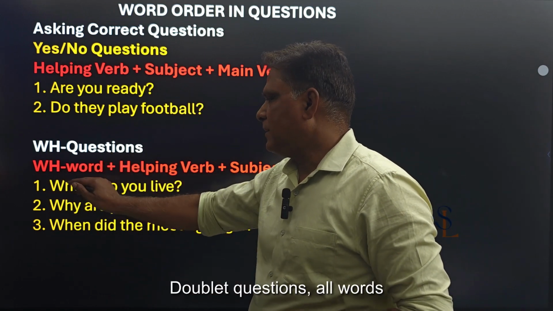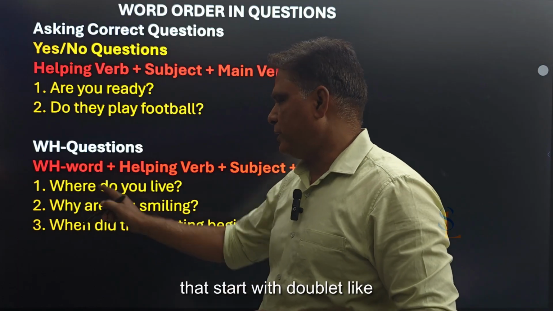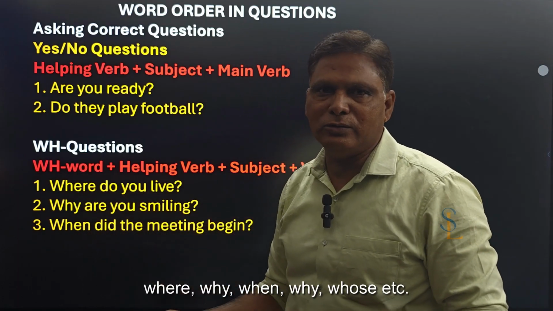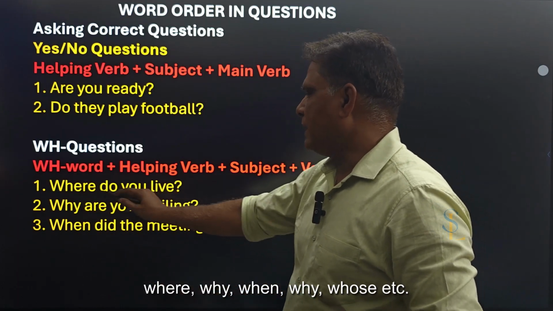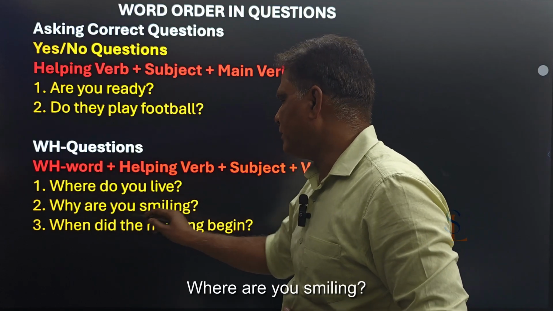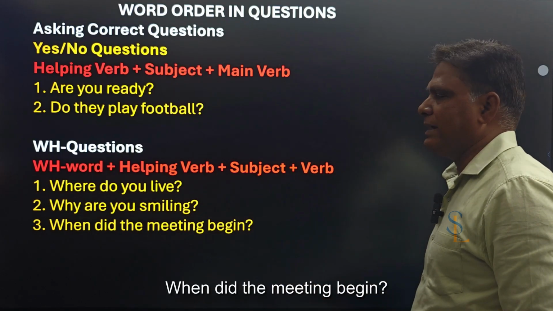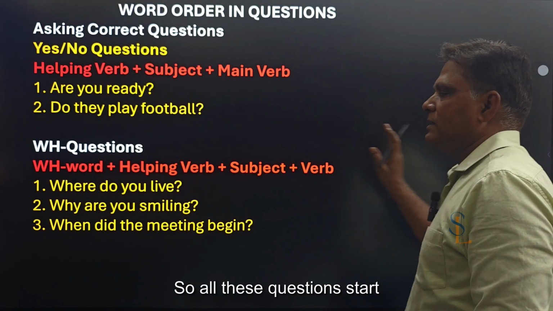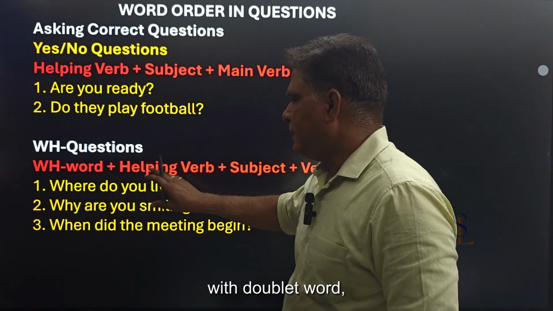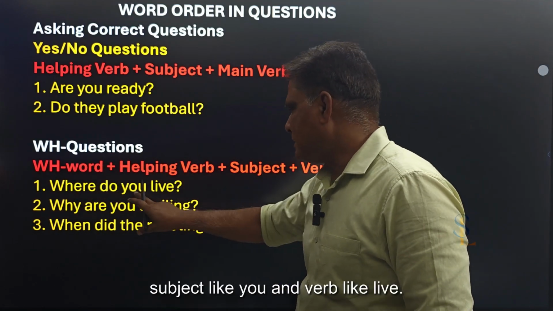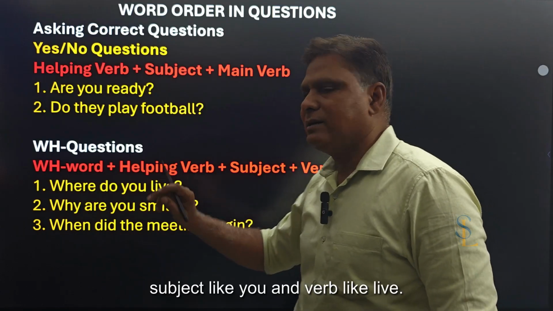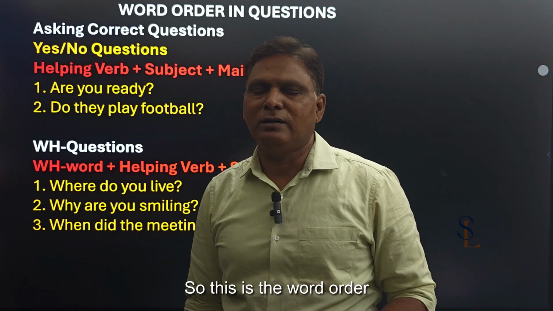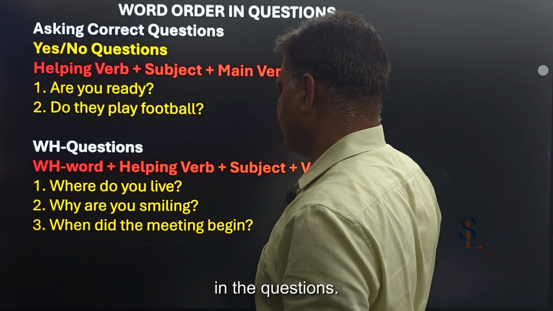Double H questions are all words that start with double H, like where, why, when, whose, etc. Where do you live? Where are you smiling? When did the meeting begin? So all these questions start with a double H word, then a helping verb like do, a subject like you, and a verb like live. So this is the word order in questions.